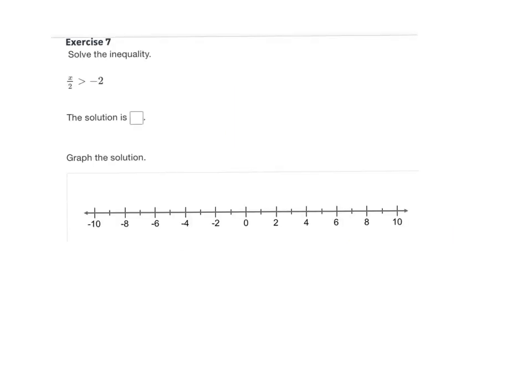Number 7, to get x by itself, I'm going to be doing the inverse of dividing by 2. And the inverse of dividing by 2 is multiplying by 2. So I'm going to get x is greater than negative 4. Open circle at negative 4. My inequality is telling me to the right.